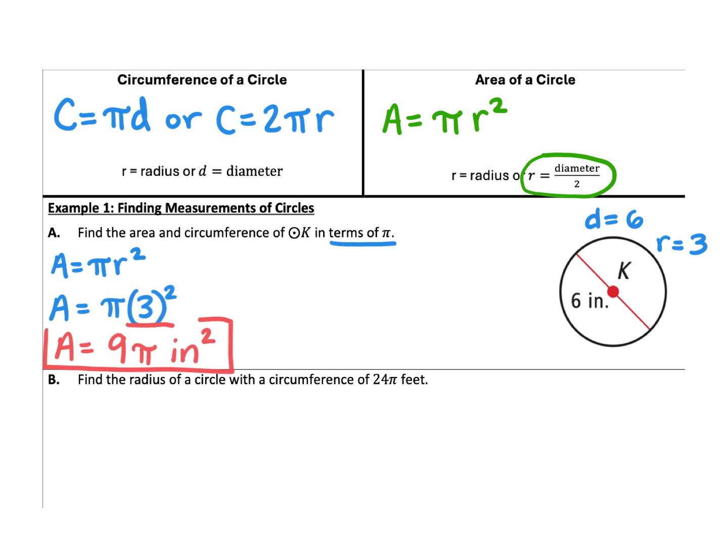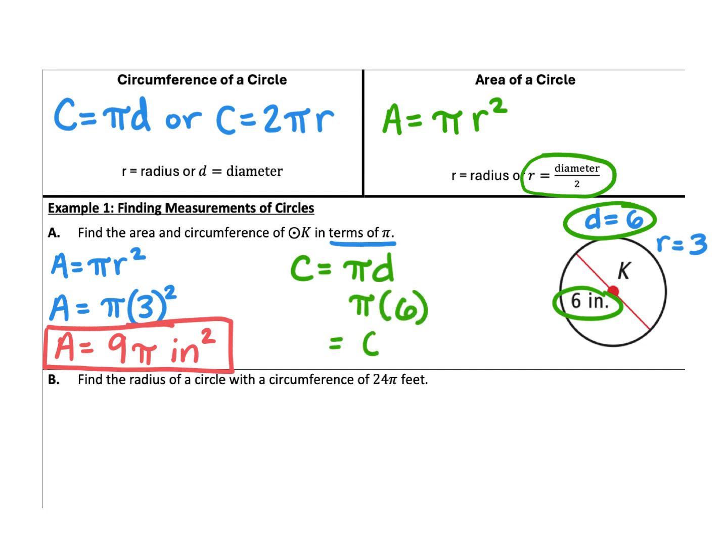So that is our area in terms of pi. Then for the circumference, we use c equals pi times diameter, or 2 pi r. This 6 is the diameter, so I'm just going to use the pi d. And pi times 6 is just 6 pi.